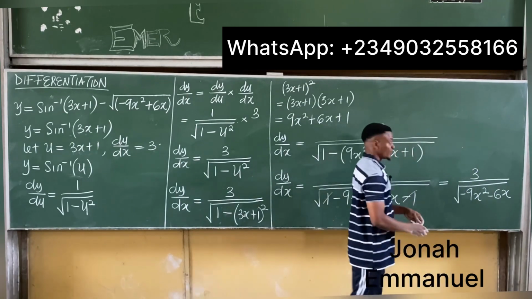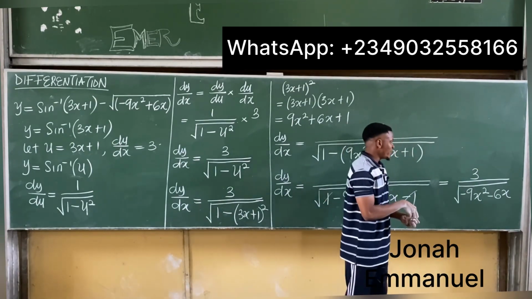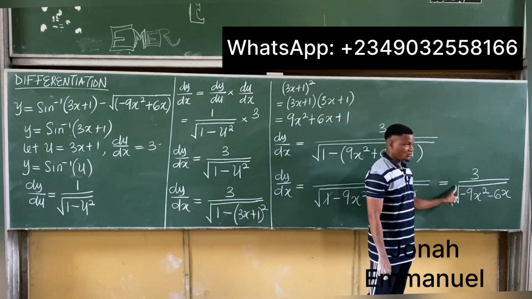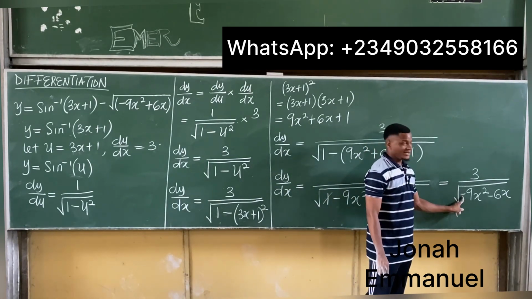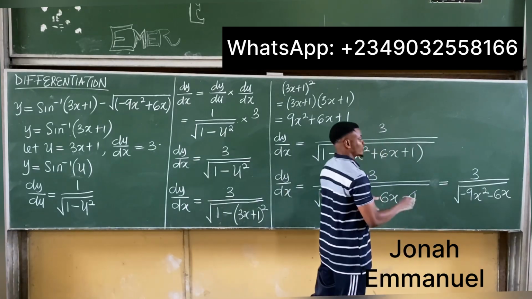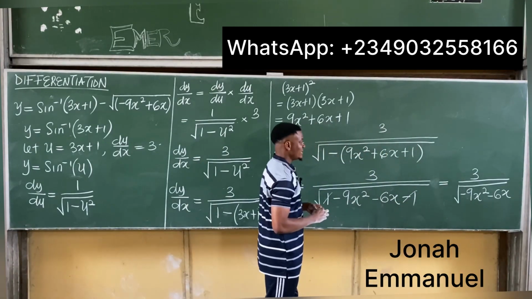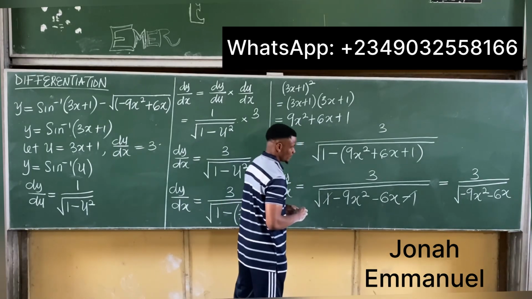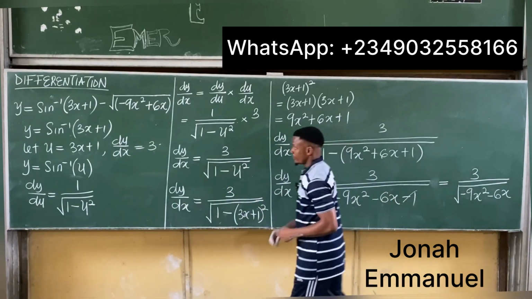Now we know from the idea of complex numbers that it's impossible to find the square root of a negative term. So what do we do here now? For this case, we have to factorize the negative. If I factorize the negative, that will be equal to, okay.